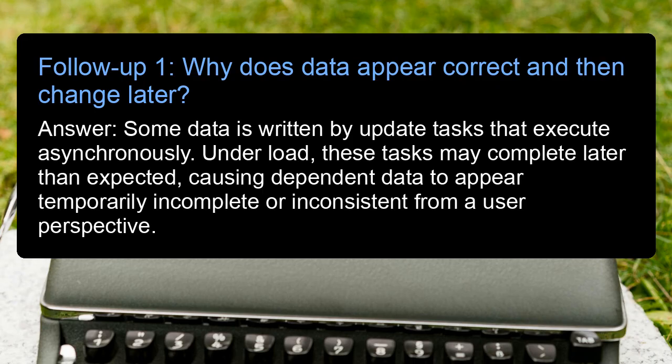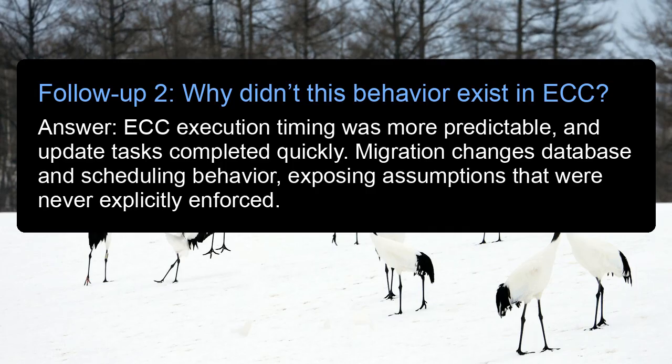Follow-up 1. Why does data appear correct and then change later? Answer: some data is written by update tasks that execute asynchronously. Under load, these tasks may complete later than expected, causing dependent data to appear temporarily incomplete or inconsistent from a user perspective. Follow-up 2. Why didn't this behavior exist in ECC?